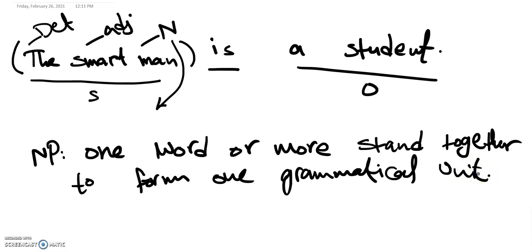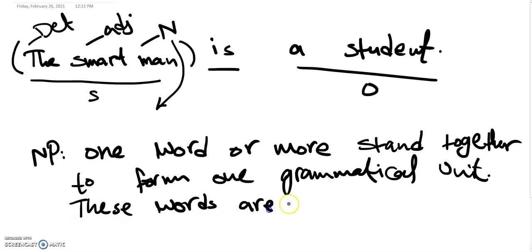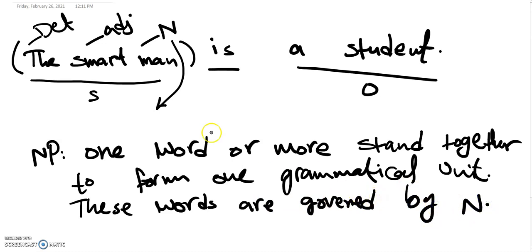Okay, the noun phrase, so we have one word or more words. They stand with each other to form, for instance, the subject, the grammatical unit subject. Okay, these words are governed by a noun. In the examples that we have, we said here, for instance, this group is governed by the word man. Because of that, I name this group as noun phrase.